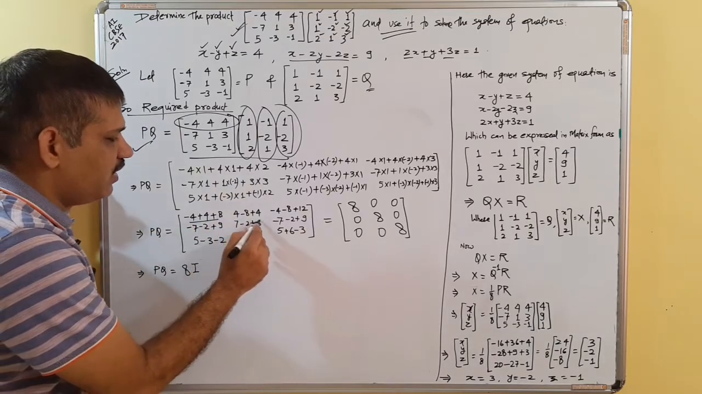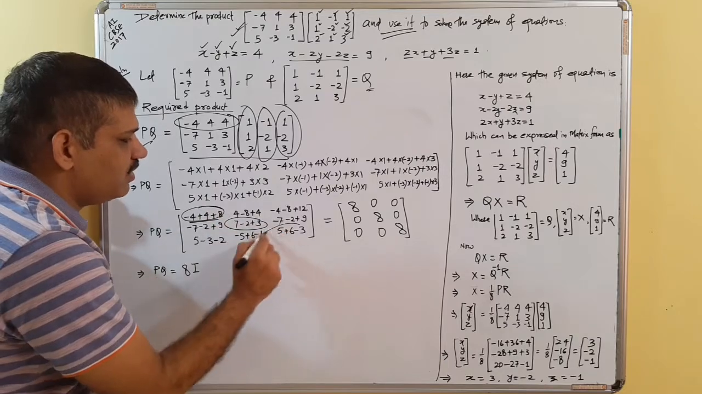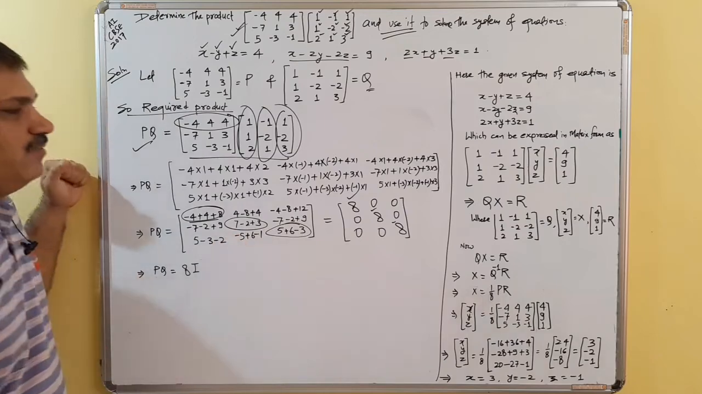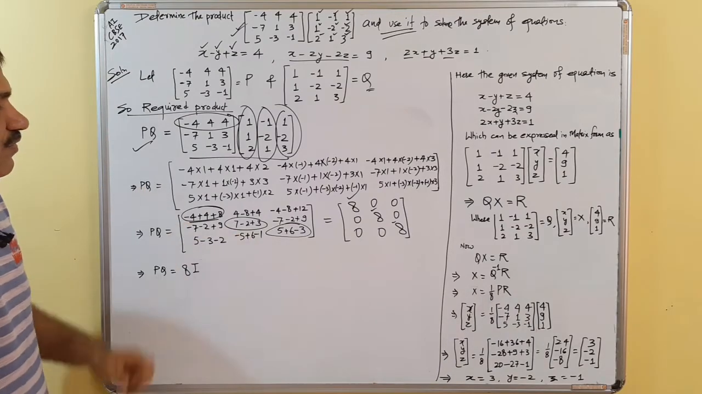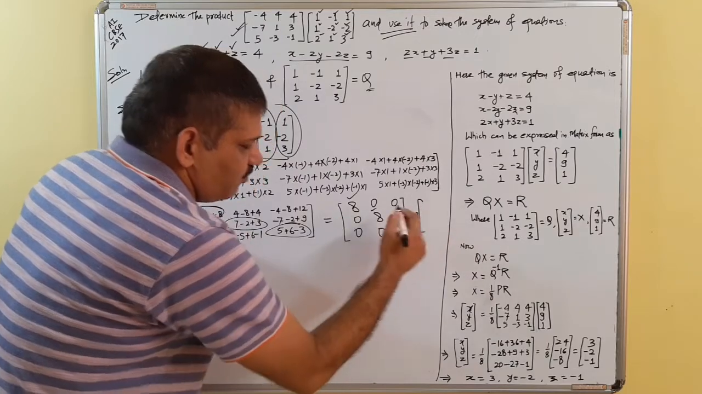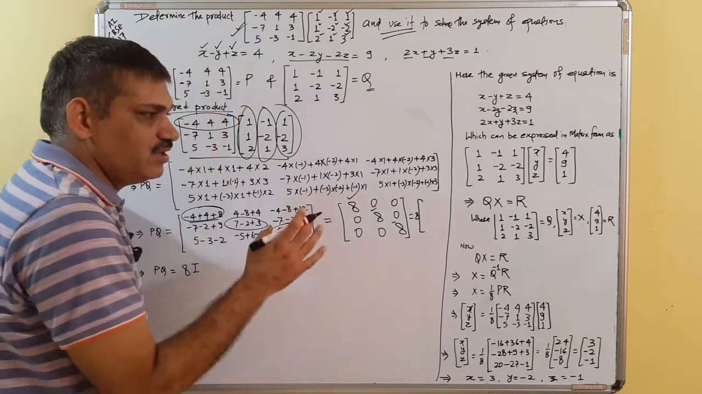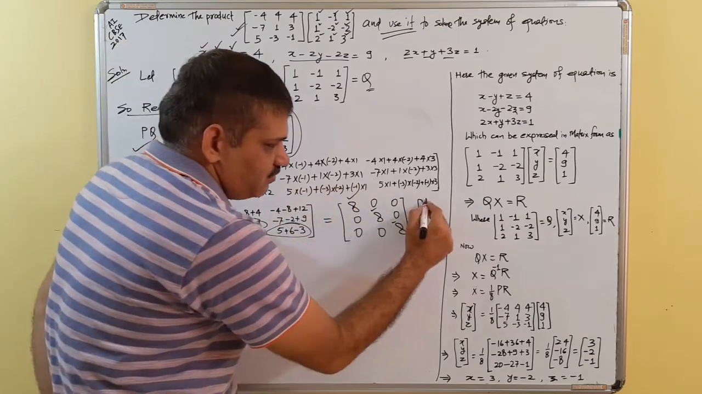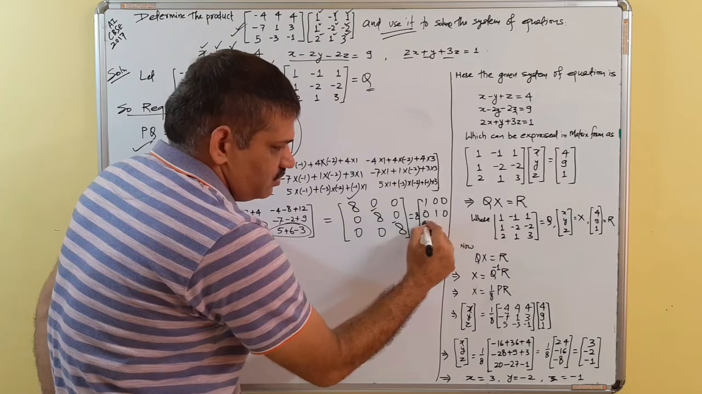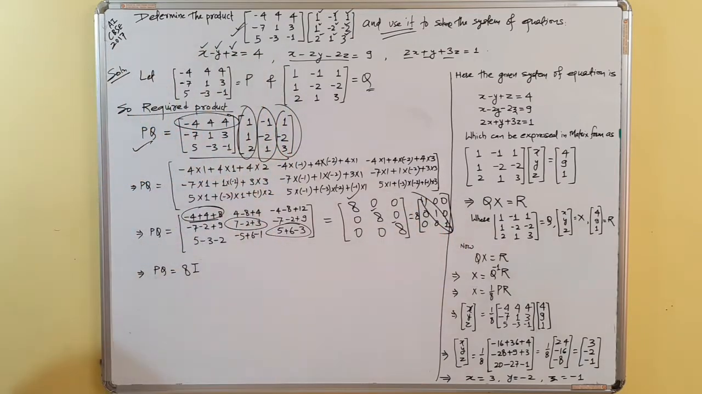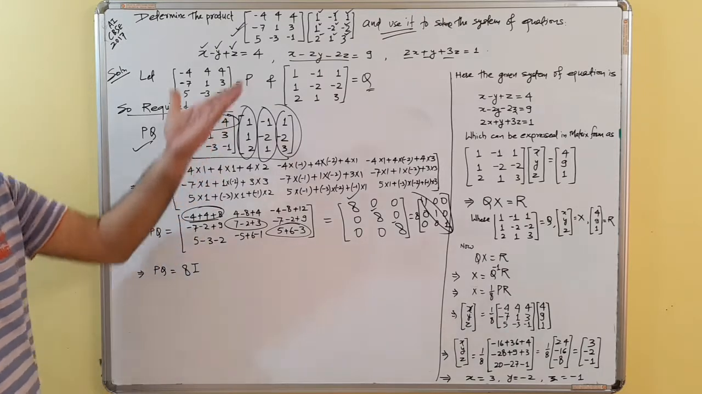In this product we find that all the elements in the leading diagonal are the same and the rest of the elements are zeros. If I take 8 common from all the elements of the matrix, each and every element is divided by that number. So this gives me 1 0 0, 0 1 0, 0 0 1, which is what we call a unit matrix. So the product PQ is 8 times I.